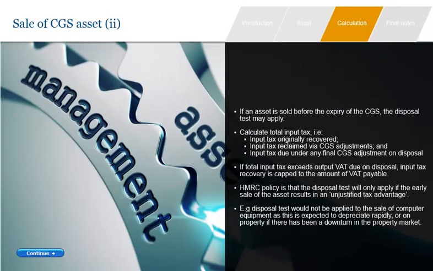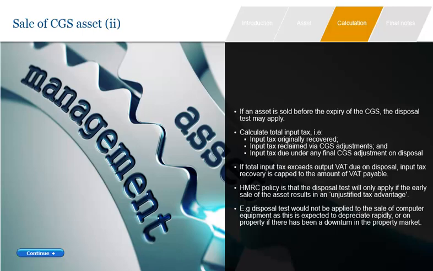If an asset is sold before the expiry of the CGS, as well as the final adjustment, the disposals test may apply. The disposals test is a piece of anti-avoidance legislation which aims to prevent the final adjustment being manipulated by a taxable sale at undervalue. The disposals test states that if total input tax recovered on the asset, i.e. baseline recovery plus all adjustments, exceeds the output tax due on disposal, the input tax recovery is capped.